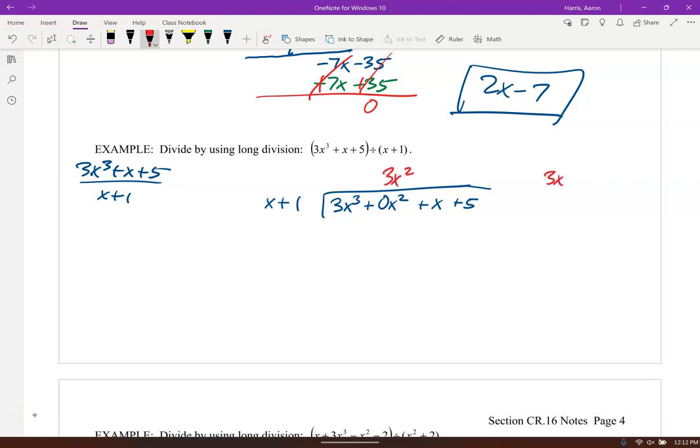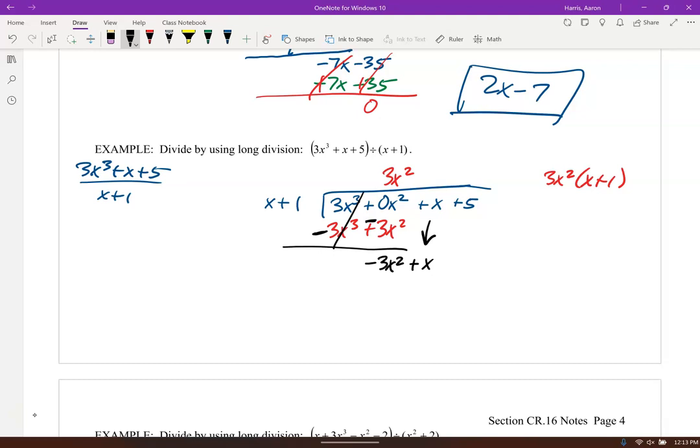Again, I'm multiplying 3x squared times that x plus 1. So 3x squared times x, 3x cubed. 3x squared times positive 1, positive 3x squared. Don't forget to what? Change the signs, yeah, because we're subtracting that whole binomial. So change both of those signs. 3x cubed minus 3x cubed, gone. 0x squared minus 3x squared, minus 3x squared. Bring down that next term, plus x.